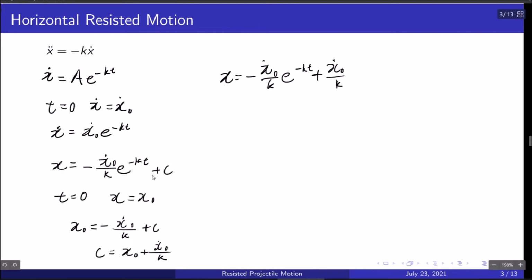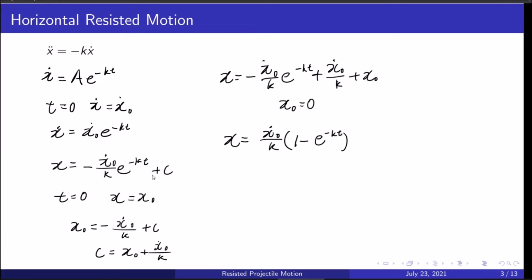x dot naught over k plus x naught. Obviously, once again, in most cases you see in this course, the initial displacement will just be taken as 0, and you just end up with x equals x dot naught over k times 1 minus e to the power of negative kt. Okay, so this is our common expression for the displacement.